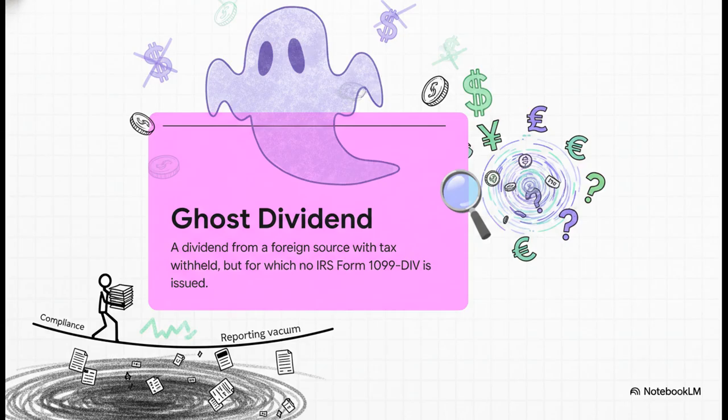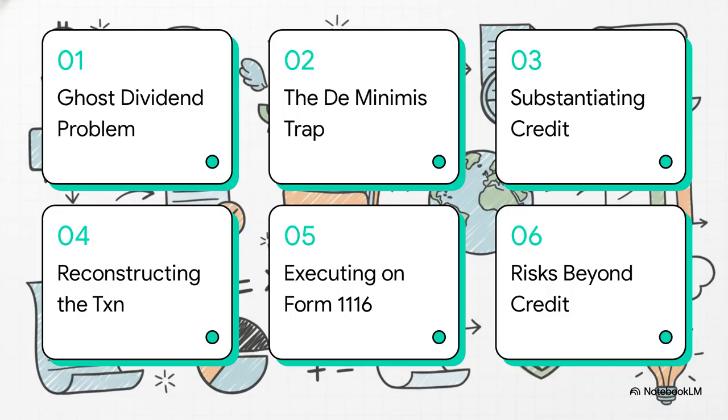The money is real, the tax paid is real, but from a U.S. reporting perspective, poof. It's invisible. It's floating in this reporting vacuum, and that vacuum is exactly what creates this compliance tightrope that we have to learn to walk. So here's our game plan for walking that tightrope.